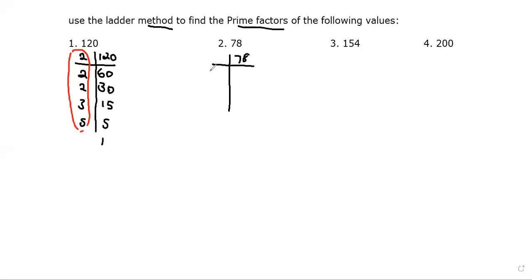So we use the first prime number, which is 2. I want to say, is 78 divisible by 2? If yes, then we write 2. 78 divided by 2, you get 39. You move to the second prime number because 39 is not divisible by 2. The second prime number is 3. Is 39 divisible by 3? Yes. So we put a 3 here. 39 divided by 3, you get what? A 13.